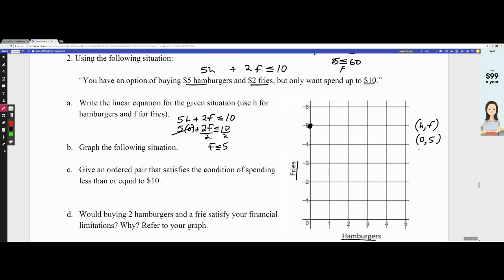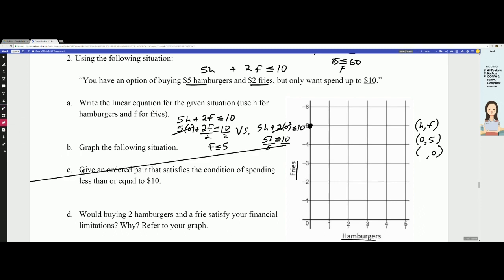Now let's find the other situation. You don't want any French fries. So we're going to have 5h plus 2 times 0, because we do not want any French fries, less than or equal to $10. Division property kicks in. There we go. And it looks like h is less than or equal to 2. So we are at (2, 0), which is right.